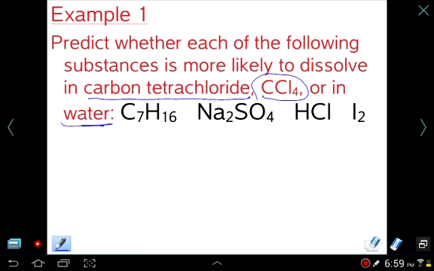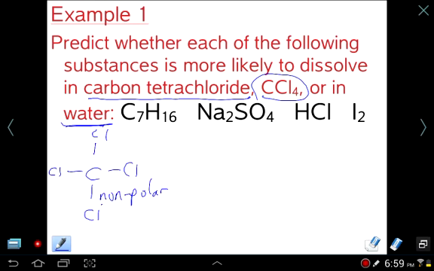Now, carbon tetrachloride is actually a nonpolar molecule. So if you take a look here, carbon tetrachloride looks like this, with 8 electrons around every chlorine, so it is nonpolar.